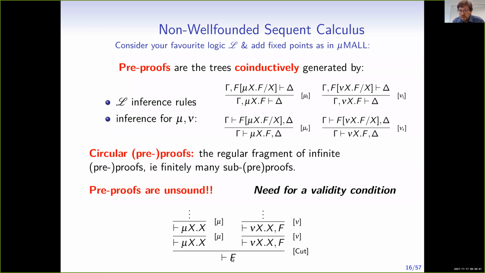So any formula can be derived with a non-well-founded derivation. So we have to tame them in order to restore a sound proof system. Of particular interest here will be those non-well-founded derivations which have only finitely many distinct subtrees, subderivation trees, that we call circular. So it's essentially the regular fragment of the infinite trees of pre-proofs.